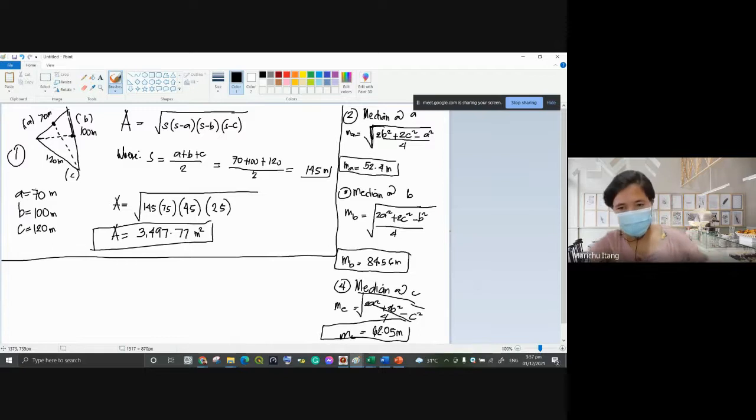Yes, this is 84.56. So if you are coming from this vertex, then the median at side C, side B, is equivalent to 84.56. So this is the answer. Okay?